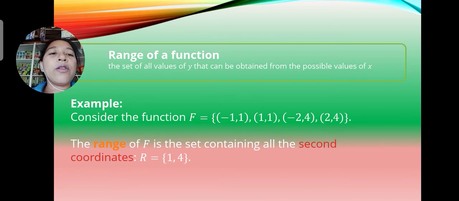Consider the function f, or the set of ordered pairs, (-1, 1), (1, 1), (-2, 4), and (2, 4). The range of f is the set containing all the second coordinates. So, the range is 1 and 4.